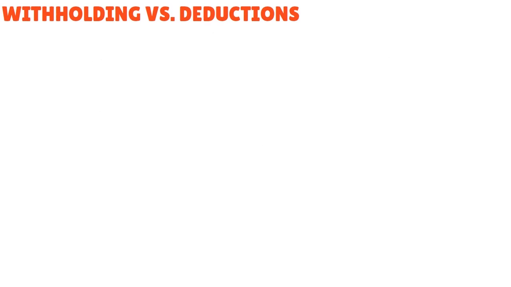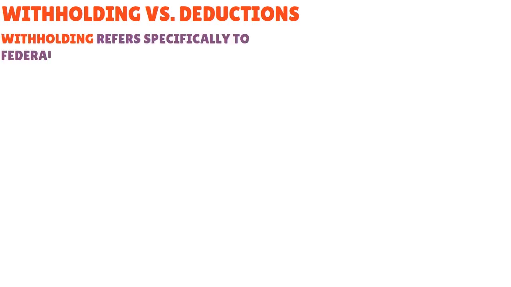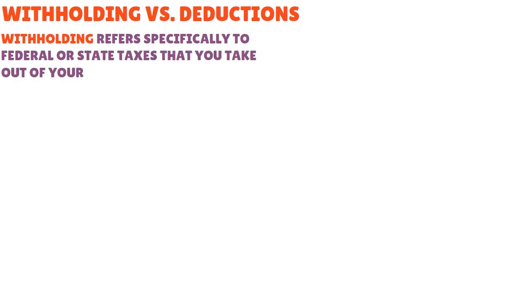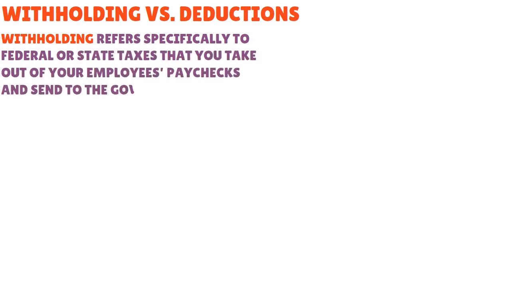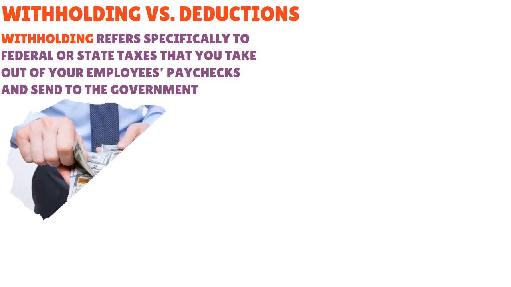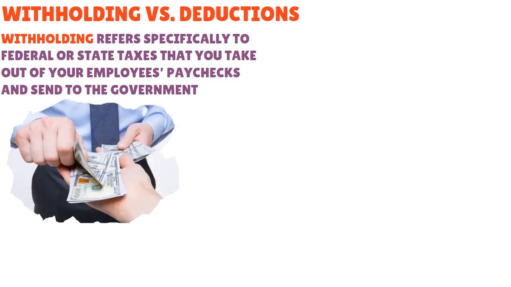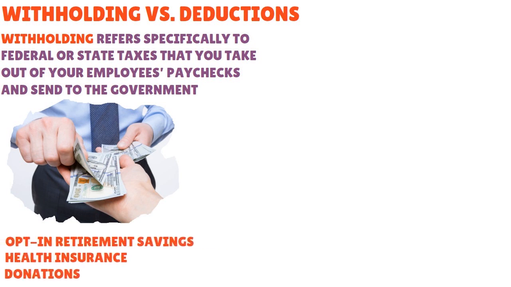Withholdings and deductions are often treated as synonyms on your pay stubs. Technically, though, the term withholding refers specifically to federal or state taxes that you take out of your employees' paychecks and send to the government. All withholdings are mandatory. Deductions are usually voluntary, and they include opt-in retirement savings, health insurance, or donations.